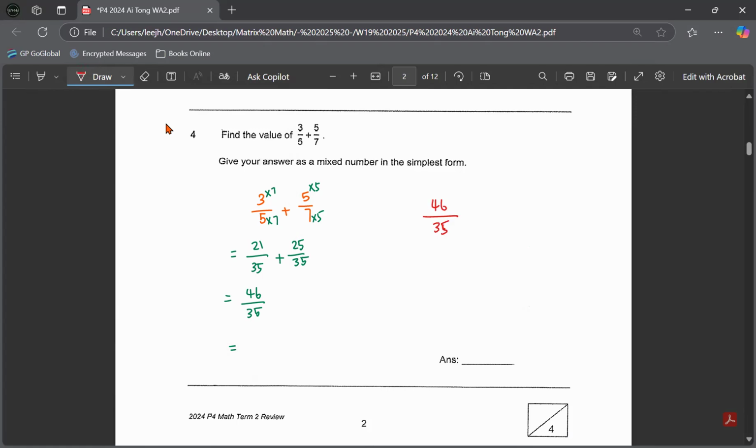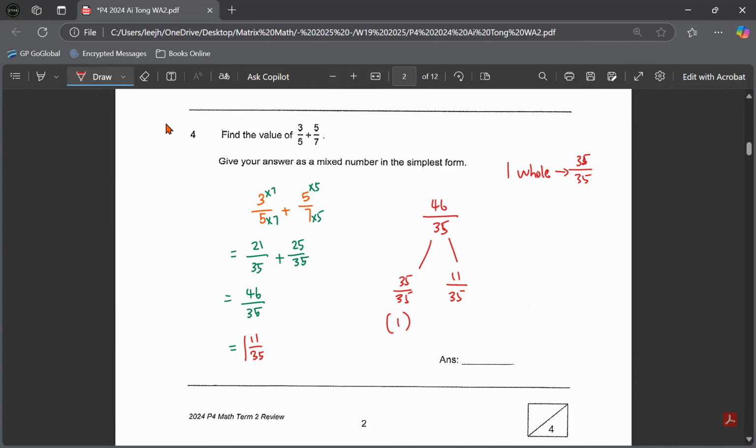you know that in this case, one whole means 35 over 35. So I'm going to bring one whole out. And how many are left? The fraction will be 11 over 35 left, because we take 46 minus 35, we still have 11 35ths. So this is actually one whole. So it's one whole, 11 over 35.